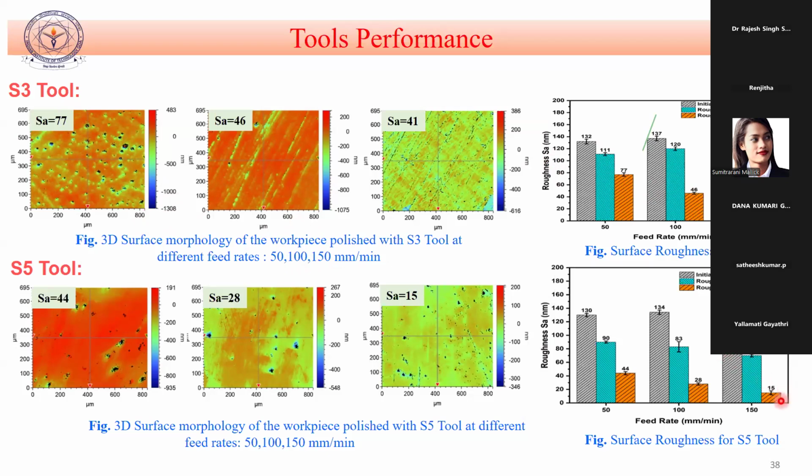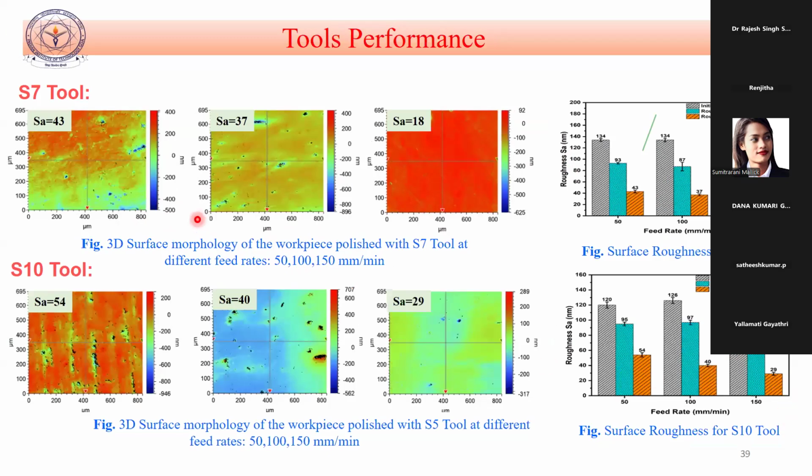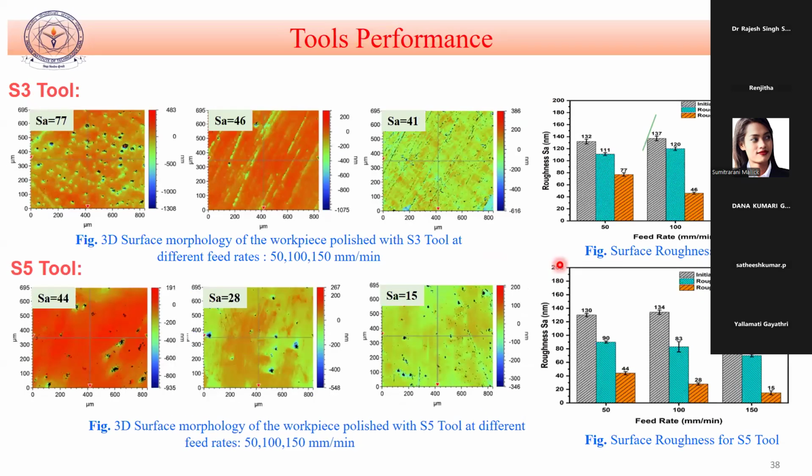And for the S5 tool, we received around 15 nanometer. For the S7 tool, this is around 18 nanometer. And for the S10 tool, this is around 29 nanometer. So here you can see in the initial trial, we obtained a roughness around 15, and this is average roughness. In some places, obviously, on the periphery it may be higher and in the center somewhat lower, or the periphery least and the center somewhat higher, because this is the action of the centrifugal forces.